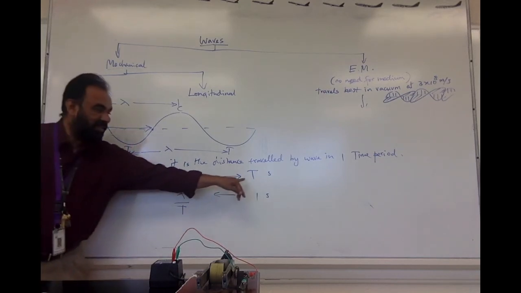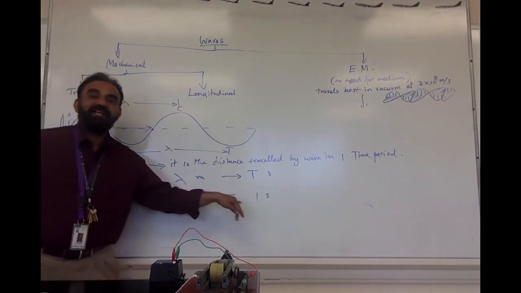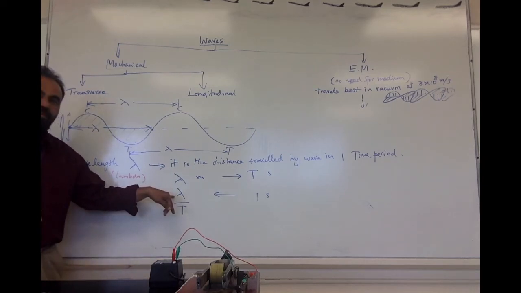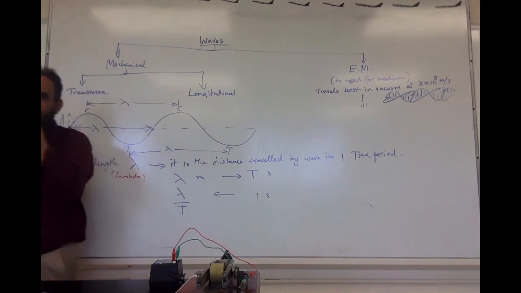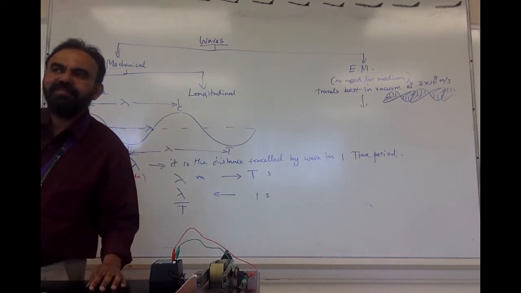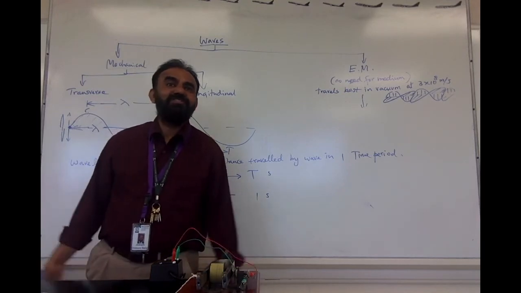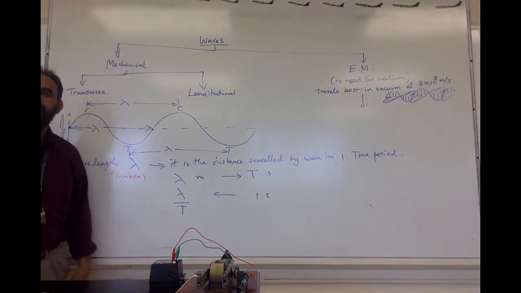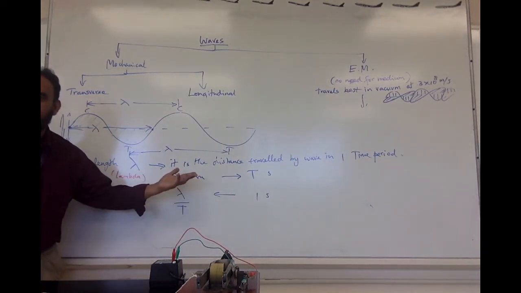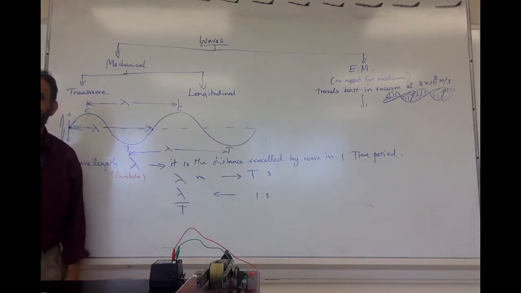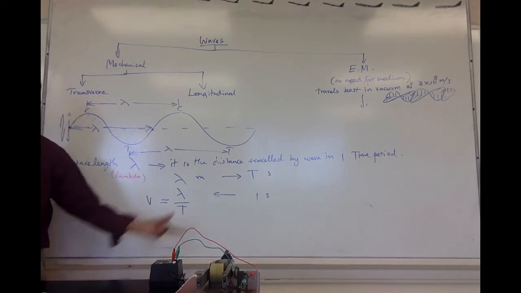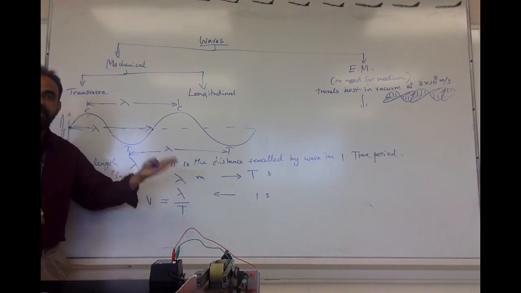Alright. So in t seconds, it travels lambda meters. In 1 second, how many meters can it travel? Lambda over t meters. Now, tell me, what is that you know? What is the thing that you know? Distance traveled in 1 second. What is it called? You did it in first semester, the first things you did. Distance traveled in 1 second. How much distance does your car travel in 1 second? Tell me what it is. Velocity or speed.